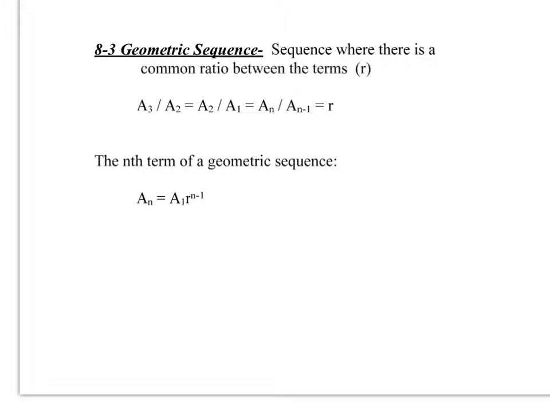The rule for the nth term of a geometric sequence is a sub n is equal to our first term, a sub 1, times r, our common ratio, a whole bunch of times. We're always going to multiply by r one less than the number of the term that we're on. You can see now that a geometric sequence is in essence an exponential function, because our n minus 1 is in the exponent.